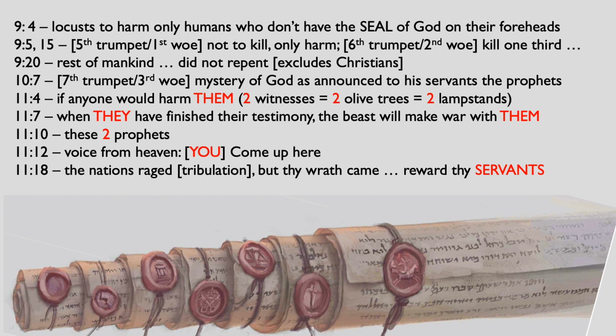When we look at the book, there are several clues that point to who these people are, and we looked at most of these on Sunday morning. I'll just remind us of a few of these from one of the slides. Beginning in chapter 9, there are the locusts that were to harm humans that don't have the seal of God on their foreheads. Why? Because the people of God have the seal on their foreheads and they were not to be harmed. The harm that would come upon the earth dwellers would not affect the people of God. God protected them with his seal.